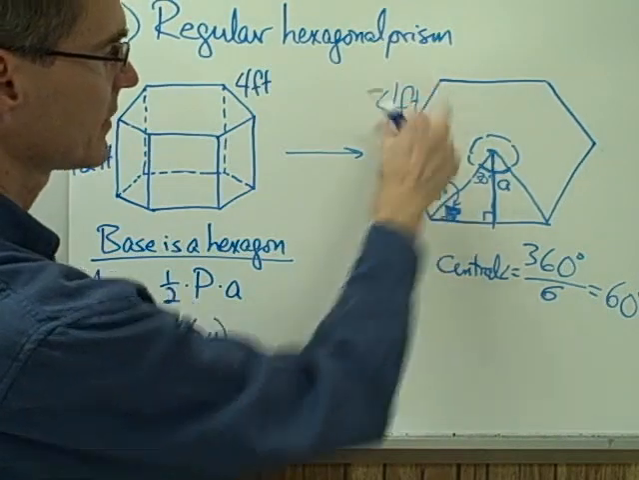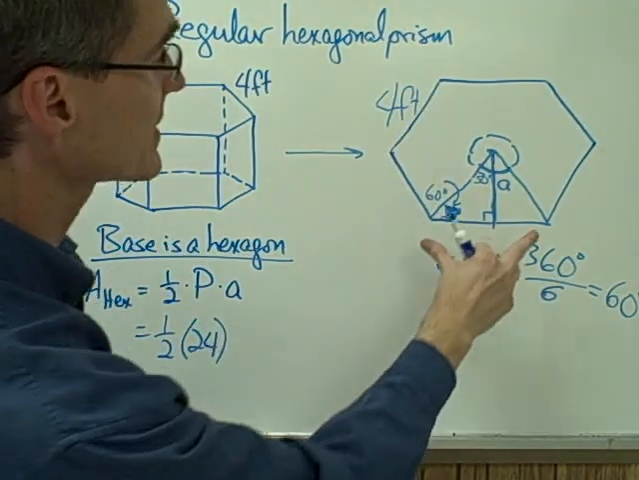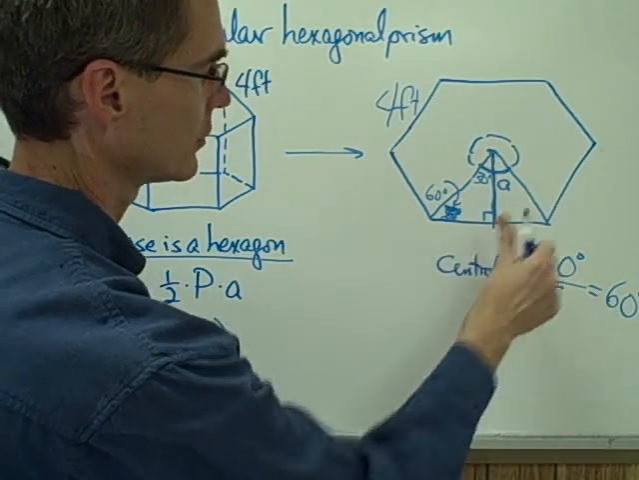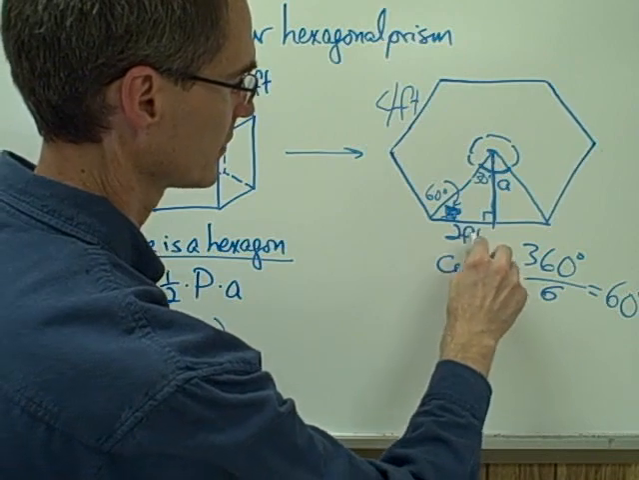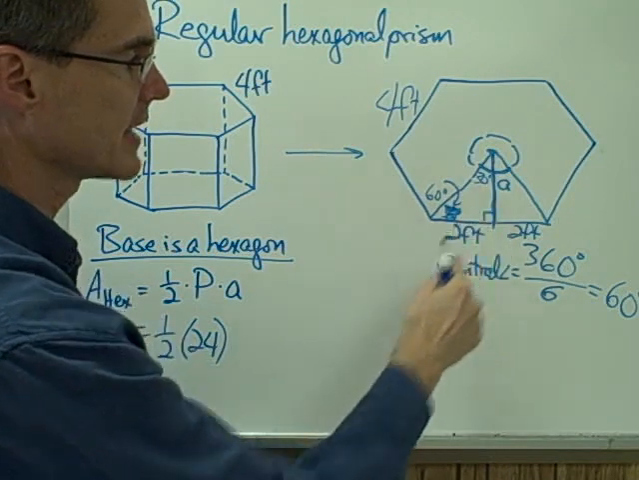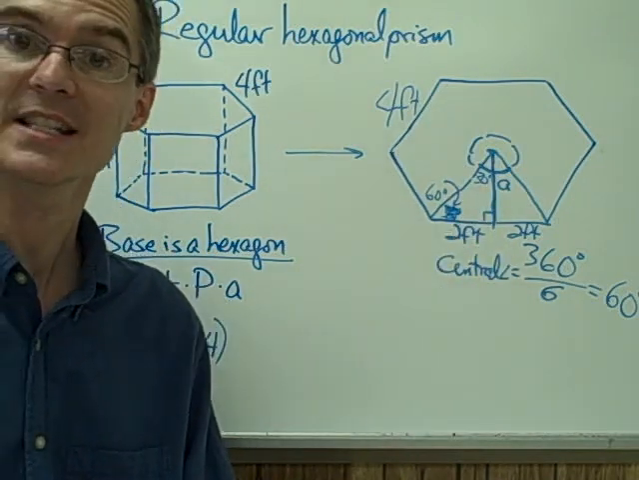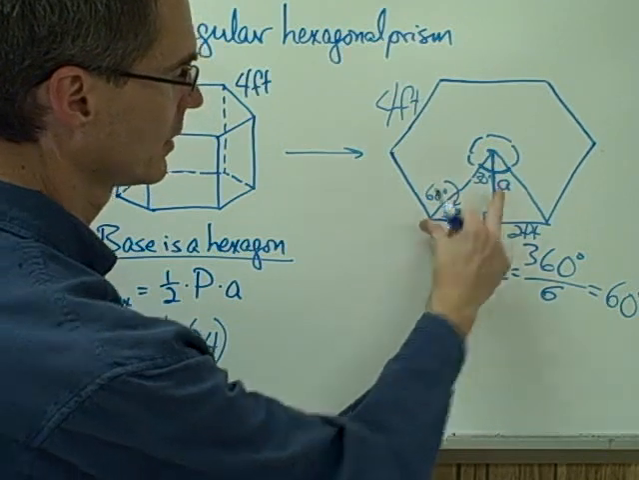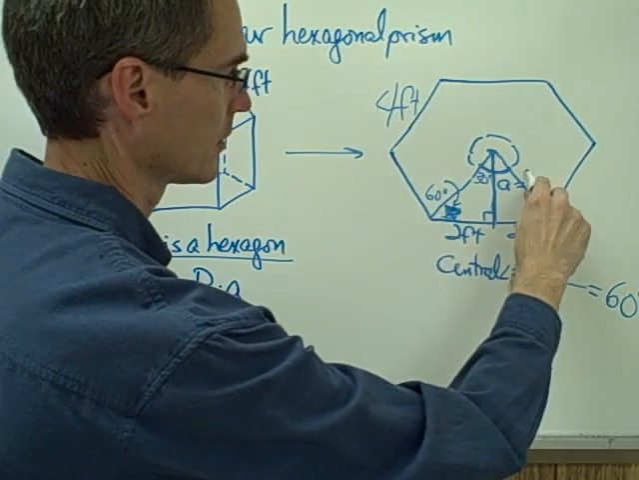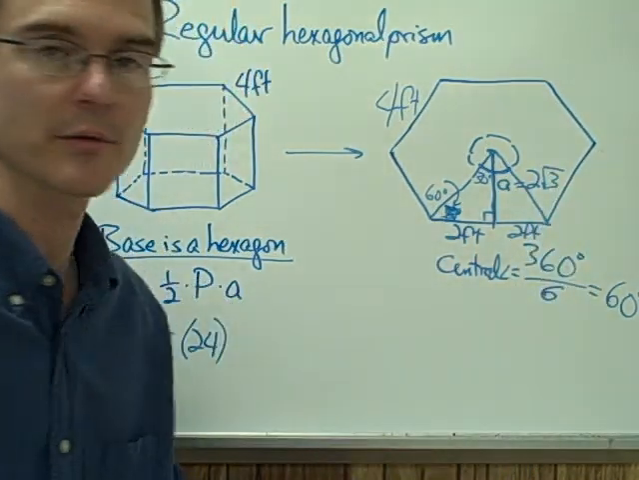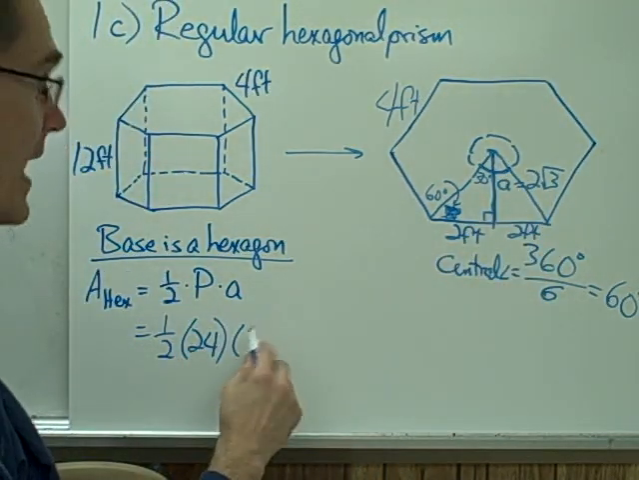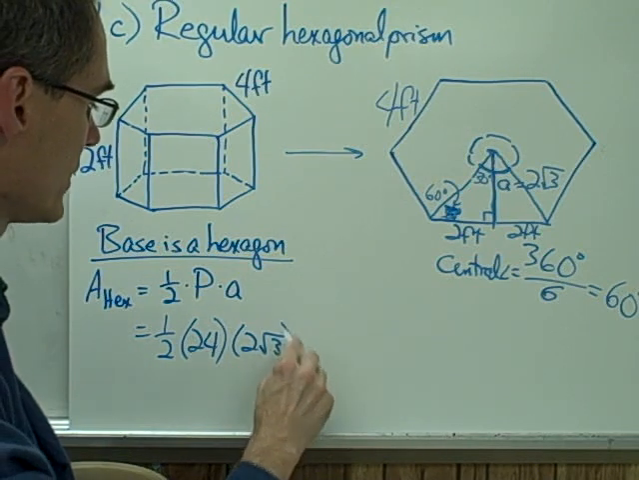So now I can calculate the length of my apothem. I know that the length of each one of the sides of my hexagon is 4 feet, and the apothem divides this into 2 congruent segments. So this is 2 feet here, and this is 2 feet here. And I have a 30, 60, 90 triangle, so I know the ratio of the sides is 1 to 2 to radical 3. My apothem then must be 2 radical 3. Now I have a value for my apothem. I can plug that in here.